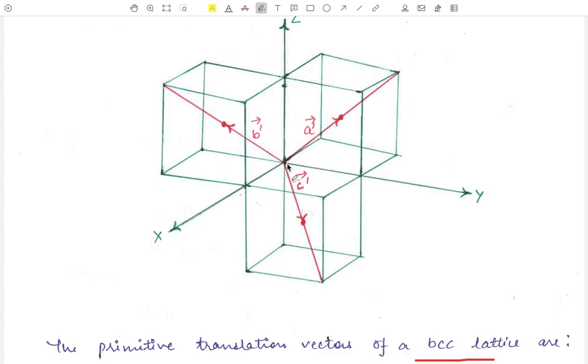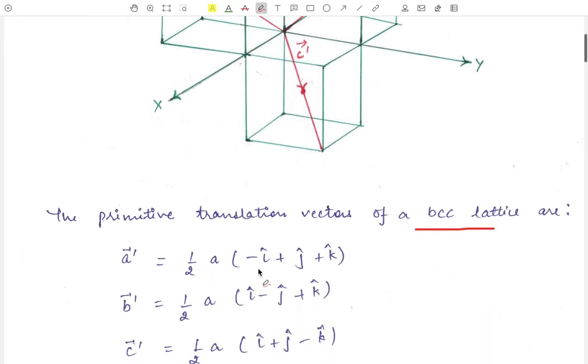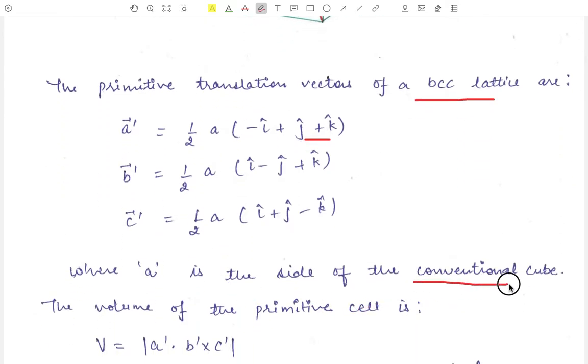Okay. Now if we see about the y-axis and about the z-axis, then this A dash vector is along the positive y direction and along the positive z direction. Therefore the unit vectors j cap and k cap will be positive. Therefore this A dash vector can be defined as minus i cap plus j cap plus k cap, times A by 2, which is a constant term where A is the side of the conventional cube.